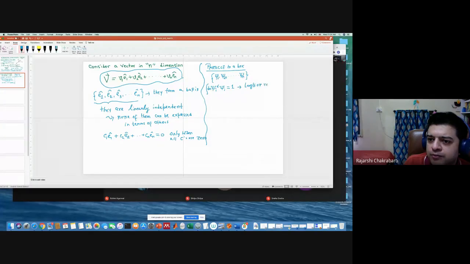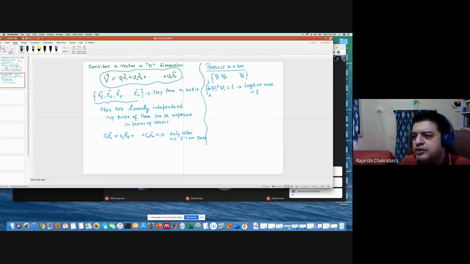Length or norm. This is equal to 1. Is this clear? Write down in the chat box. It was from 0 to L. Okay. So actually, this psi 1, psi 2, psi n are like E1, E2, E3.